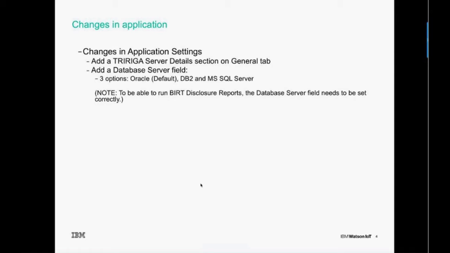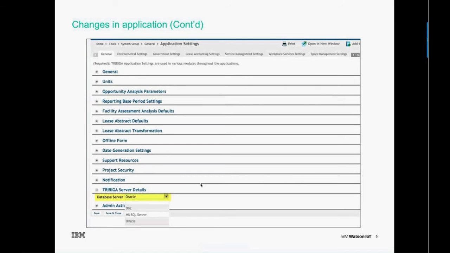This is an important note to let you all know that to be able to run the BIRT disclosure reports, this database server field needs to be set correctly, because later I will tell you why we have to do this. So this is the screenshot of where the field resides on the application settings record. It's basically on the general tab.